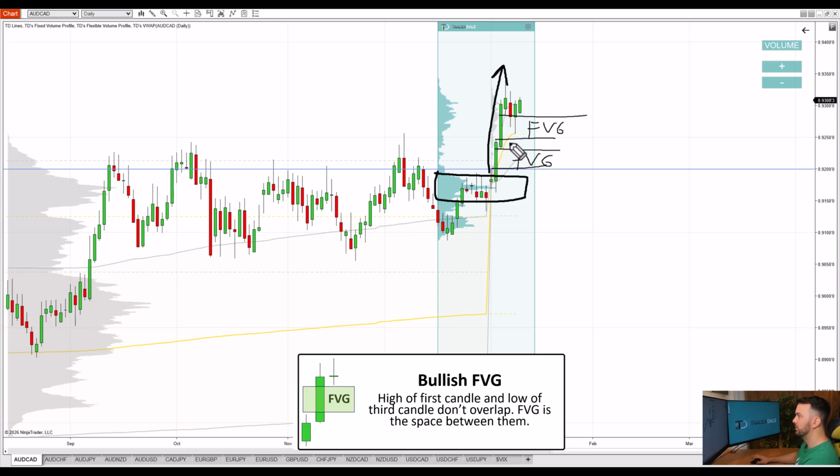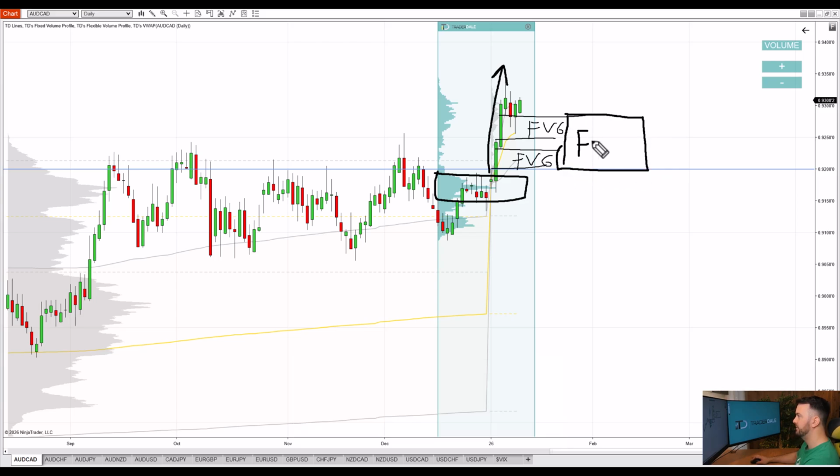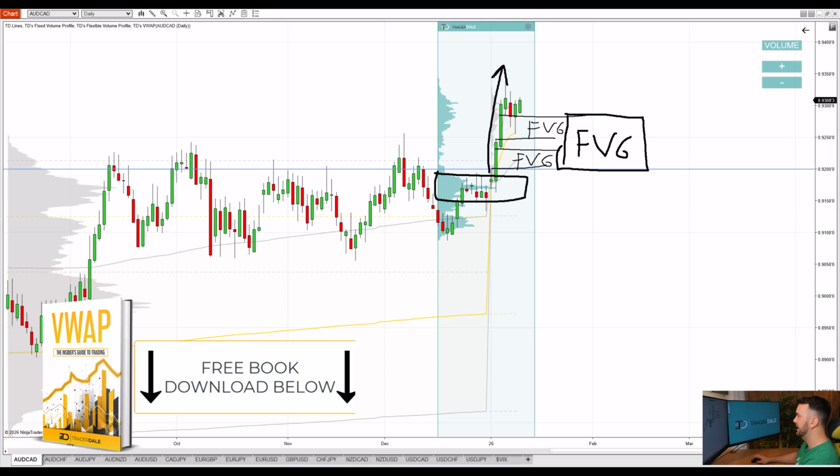If they are on top of each other, then I look at it as if this was one big fair value gap, and I like to trade from the beginning of it, which is in here, exactly our level at 0.92.